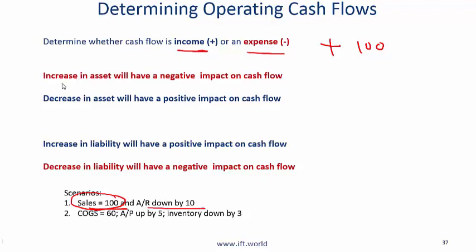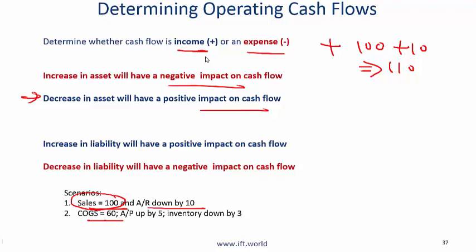by 10. Notice that an increase in asset will have a negative impact on cash flow. A decrease in asset will have a positive impact on cash flow. AR down by 10 falls in this category, decrease in asset. So decrease in asset has a positive impact on cash flow. So the overall impact here will be 110. Then the next scenario, COGS is 60.